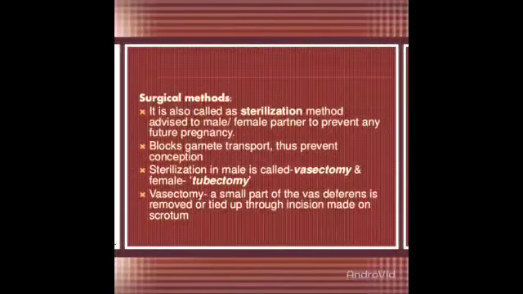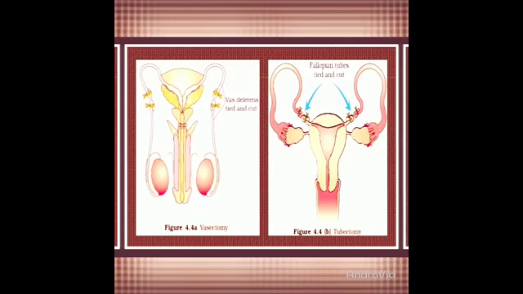Yes, children, in the fourth part, we have discussed the surgical methods of contraceptive devices, in which you have seen the vasectomy and tubectomy. So this is a picture of vasectomy and tubectomy. In the vasectomy process, you can see that the vas deferens are cut off and tied. In the female reproductive system, tubectomy occurs, and in the male reproductive system, we do vasectomy. So in case of tubectomy, we cut the fallopian tube and tie it.